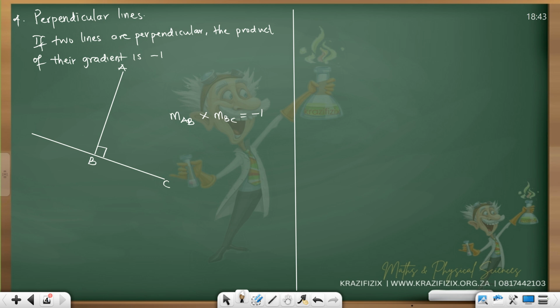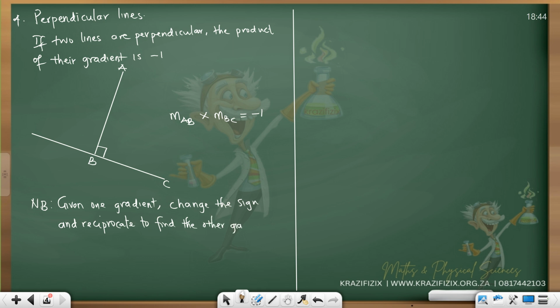Product of their gradients is -1. Usually what do we do? Given one gradient, change the sign and reciprocate to find the other gradient.